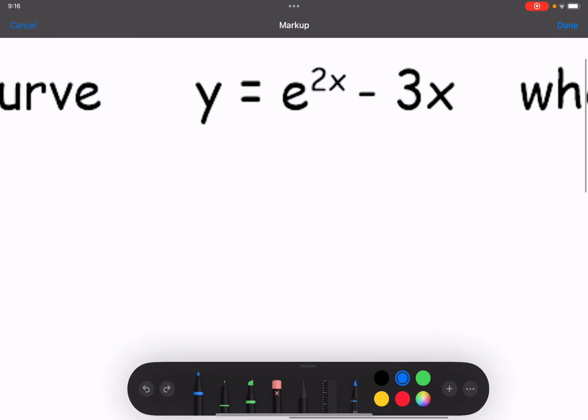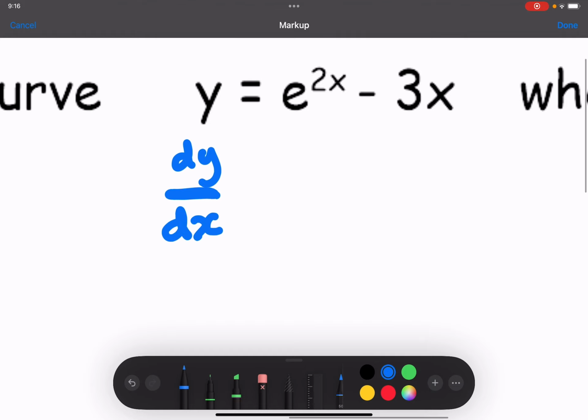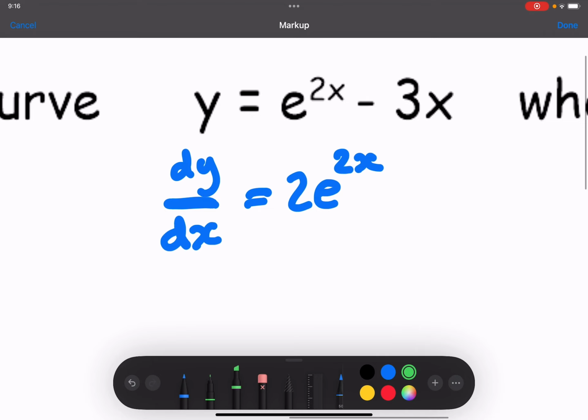So, when I'm differentiating e to the power 2x, I will have 2e to the power 2x. The power stays the same, the base stays the same. I just need to multiply by the 2. Then we've got this minus 3x there. So if I differentiate that, I get minus 3. So this is my gradient function, 2e to the power 2x minus 3.